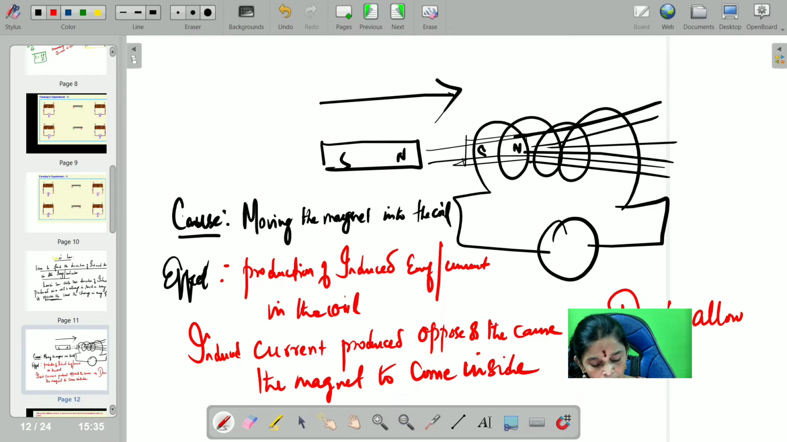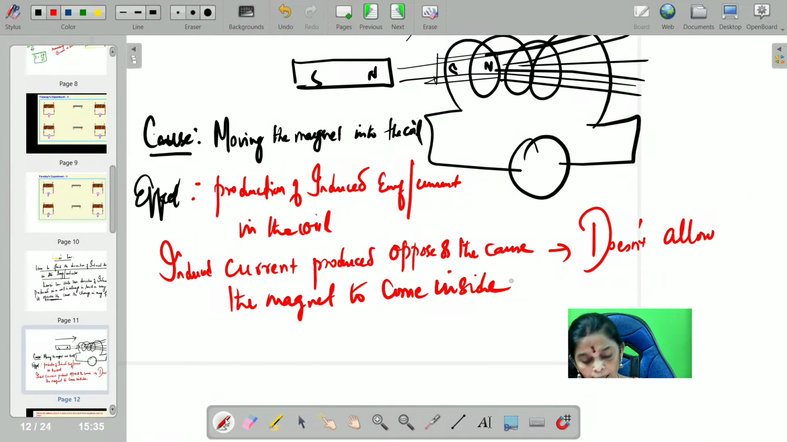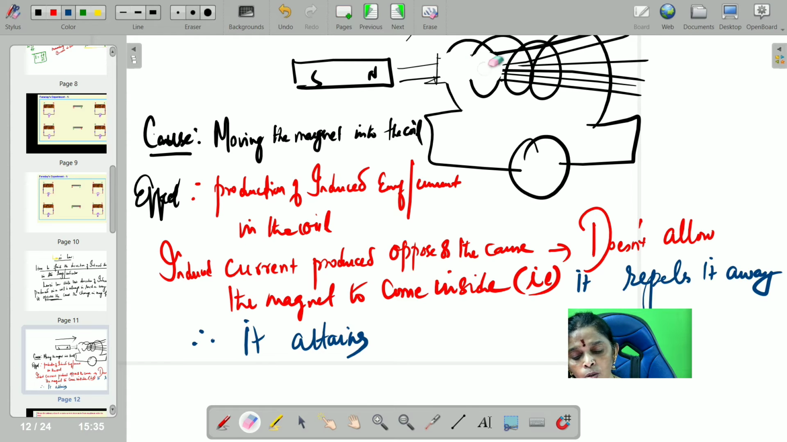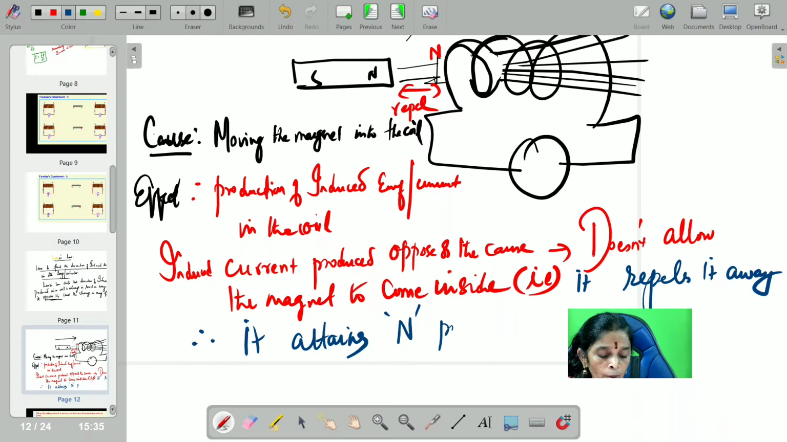So what does it do rather? It pushes it back. Pushes means repels. It repels it away. Repels means what polarity it has to attain? The coil attains north pole, then only it repels. So you can say the coil attains north pole.